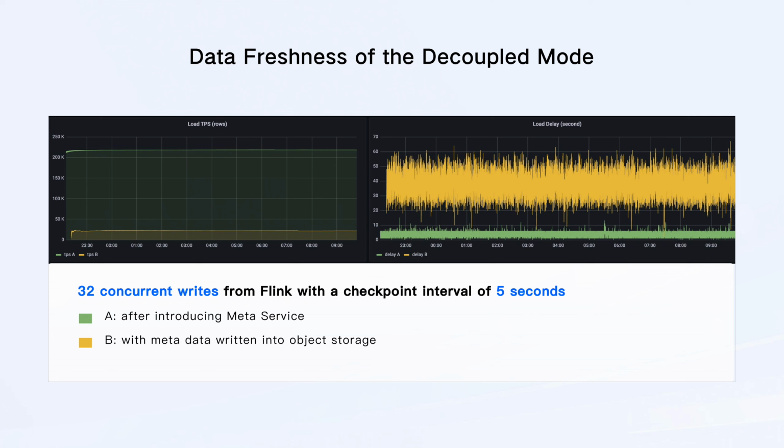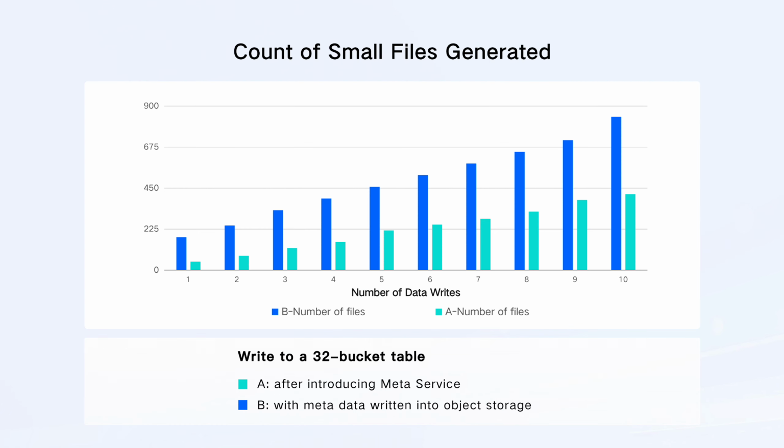With meta-service, the delay stays at around 5 seconds. This is in sync with Flink's checkpoint interval. Without meta-service, the delay jumps to 50 to 60 seconds, which is a huge drop in real-time performance.